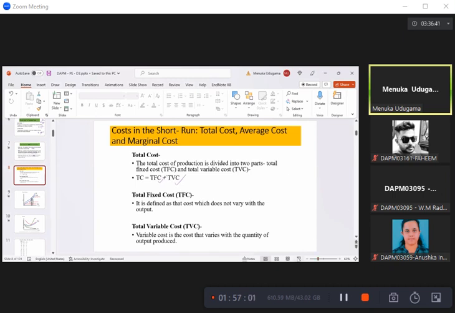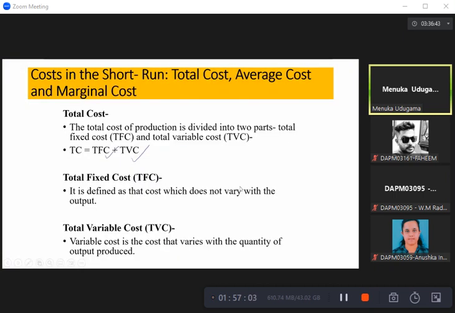So we said that, generally speaking, the cost function is actually derived from the production function that we discussed in the morning session. Cost is derived from the production function, right? So there's a relationship between cost and production. We will not do the derivation, but we will take it from the cost function forward.